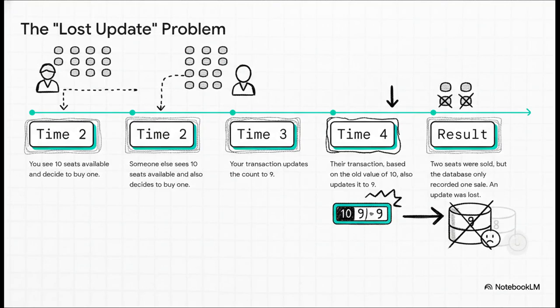This slide shows the classic lost update problem. Just look at this. Imagine two people both see that there are 10 seats available at the same time. So you go ahead and buy one, and your transaction updates the count to 9. But the other person's transaction, which also started by seeing 10, does the exact same thing. It also updates the count to 9. So what's the result? 2 seats were sold, but the database only recorded 1 sale. An entire update just got lost.